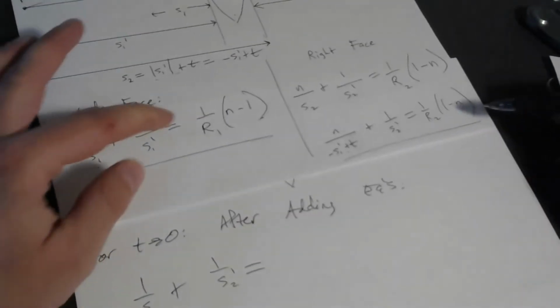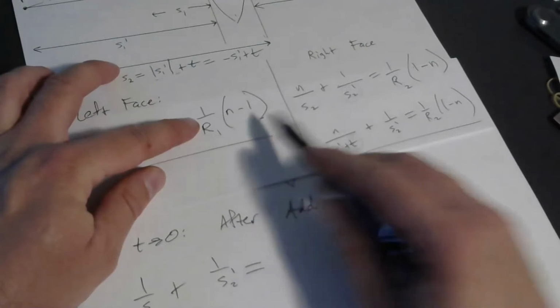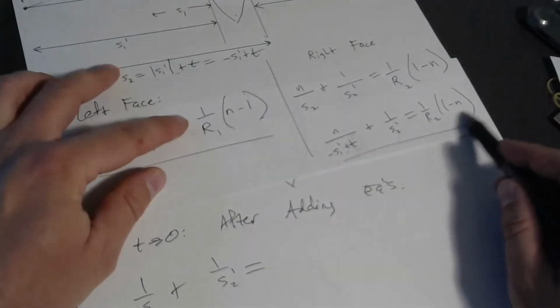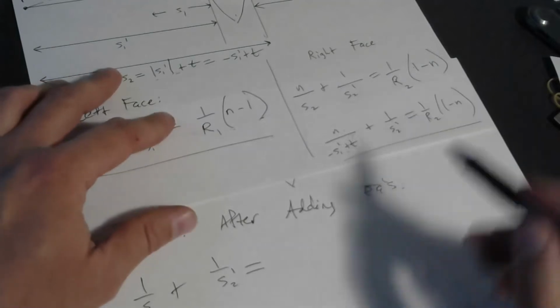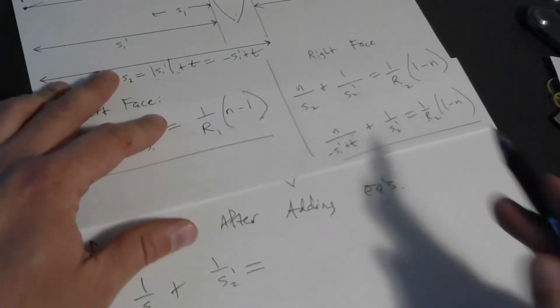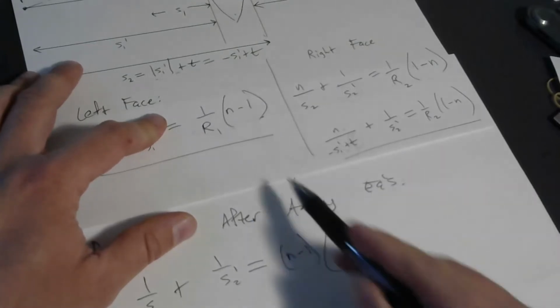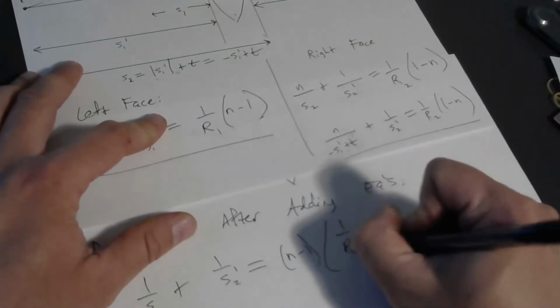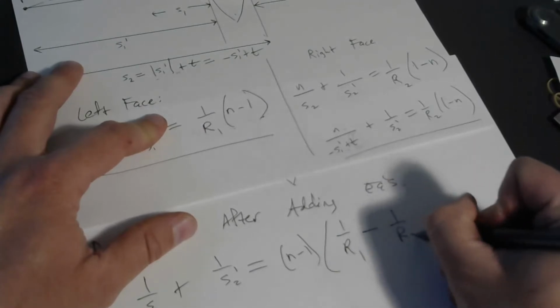What do we have on the right side after adding these together? Well, I actually have a common factor of n minus 1. Couldn't I change this to an n minus 1 instead of 1 minus n if I pick up a minus sign here? Right, 5 minus 3 is the negative of 3 minus 5. So I will factor out n minus 1. And I've got the positive 1 over R1, and then the negative 1 over R2. That was really easy. We're basically done here.